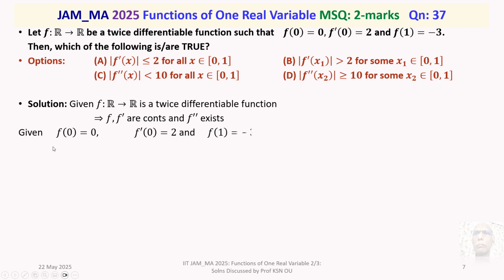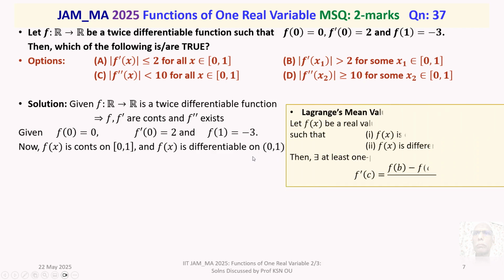So given f of 0 is 0, f prime of 0 is 2, and f of 1 is minus 3. It talks about options A and B, the first derivative. Now f of x is continuous on the closed interval 0 to 1 because it is continuous on the whole of R, and f of x is differentiable on 0 to 1 because the first derivative is continuous on the whole of R. So we apply Lagrange's mean value theorem.